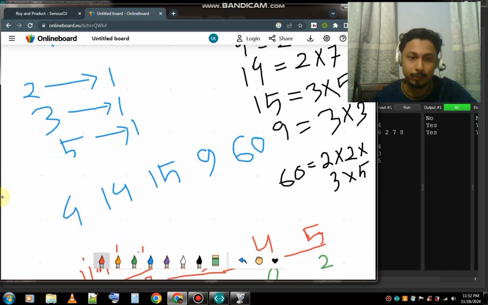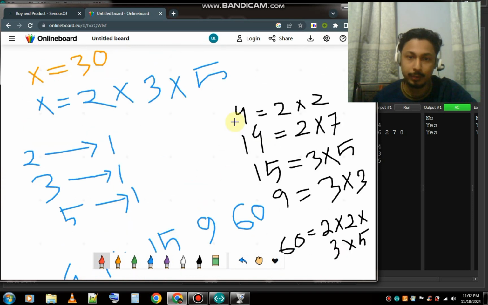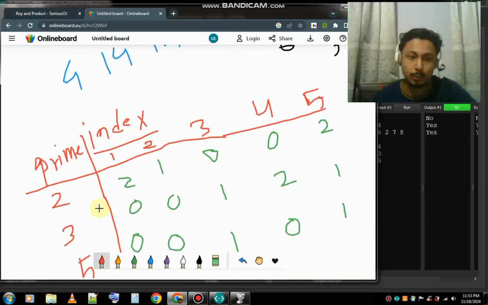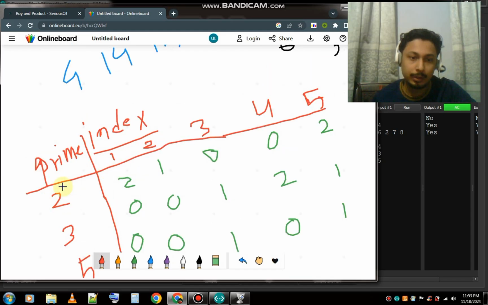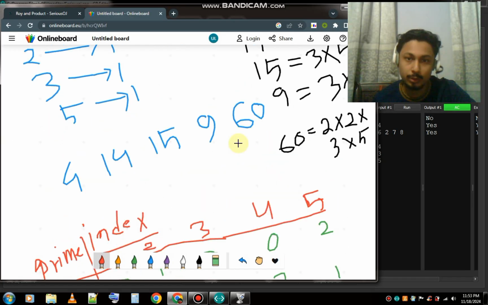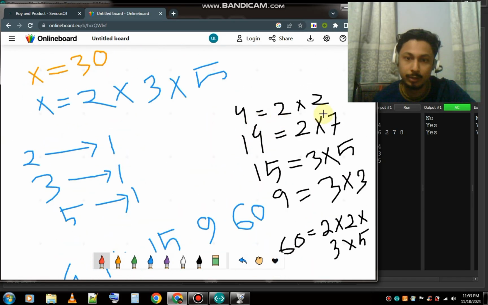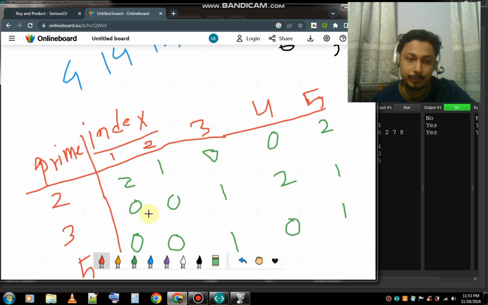Let's see an array 4, 15, 14, 15, 9, and 60, and their prime factors: 4 equal to 2, 2, and 15 equal to 3, 5. We just need to arrange this array by these prime factors. If we just consider x's prime factors, we don't need any other prime factor. So how many times does 2 occur in the first index? If we split 4, we can see clearly 2 times, right? How many times 3? 0 times. How many times 5?